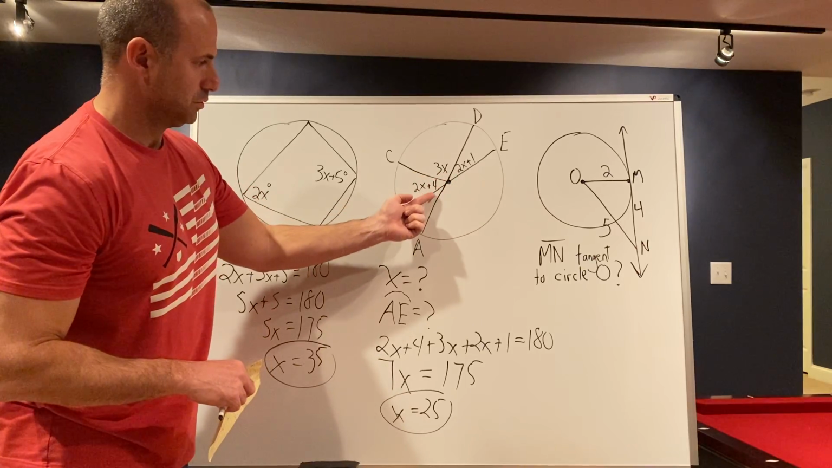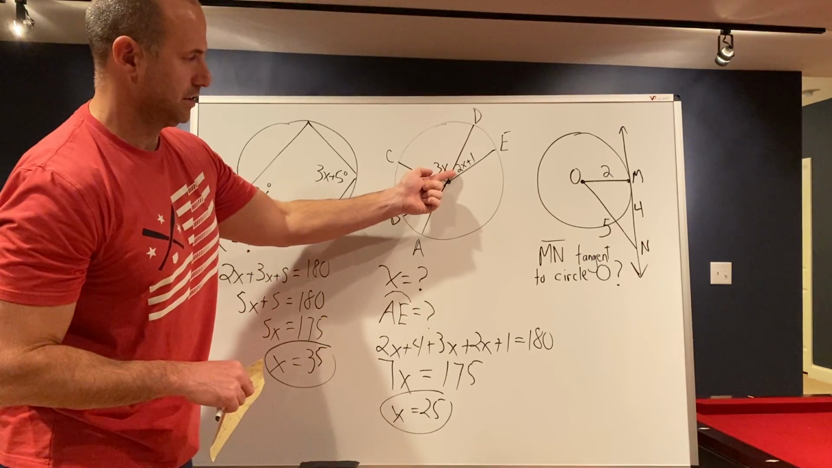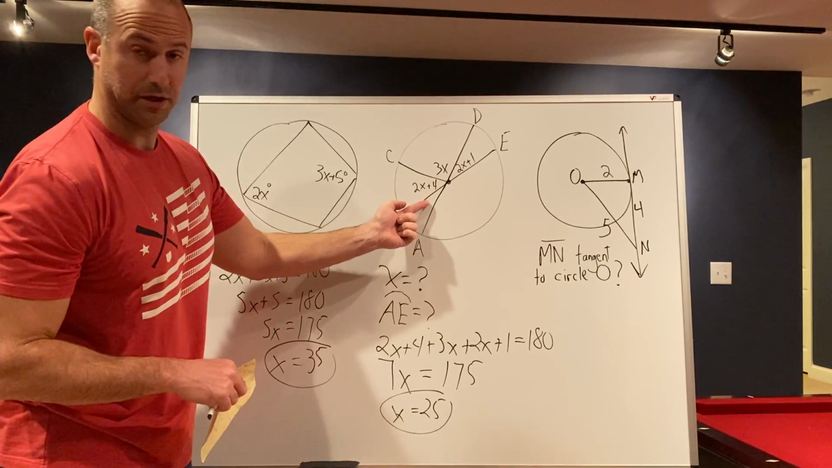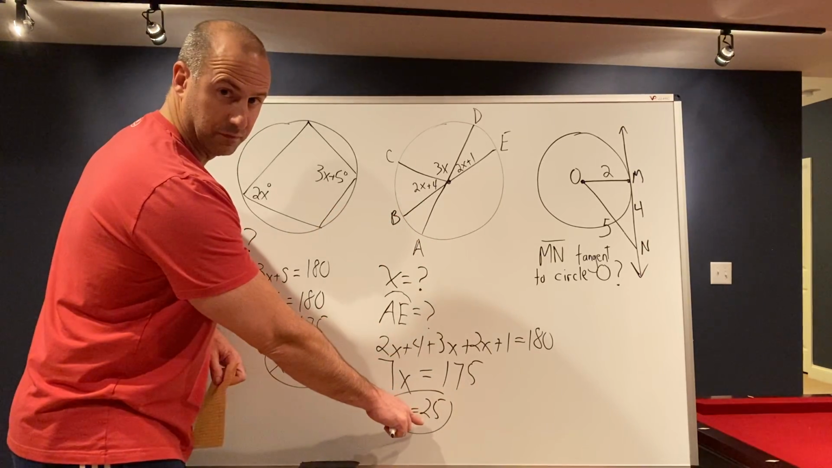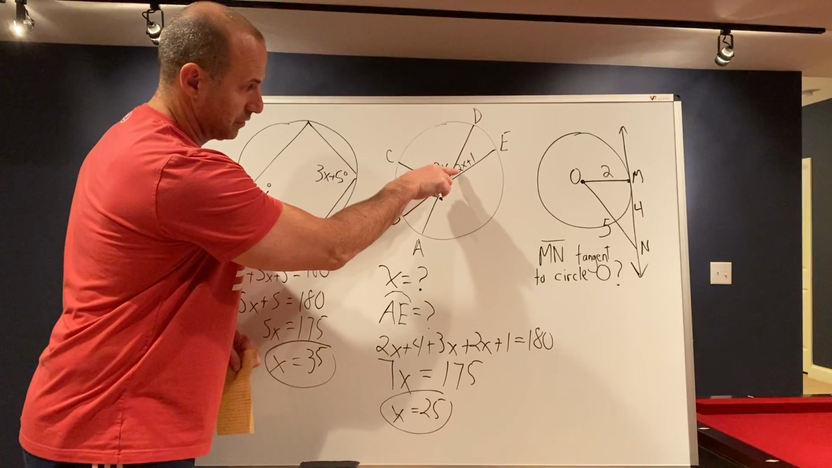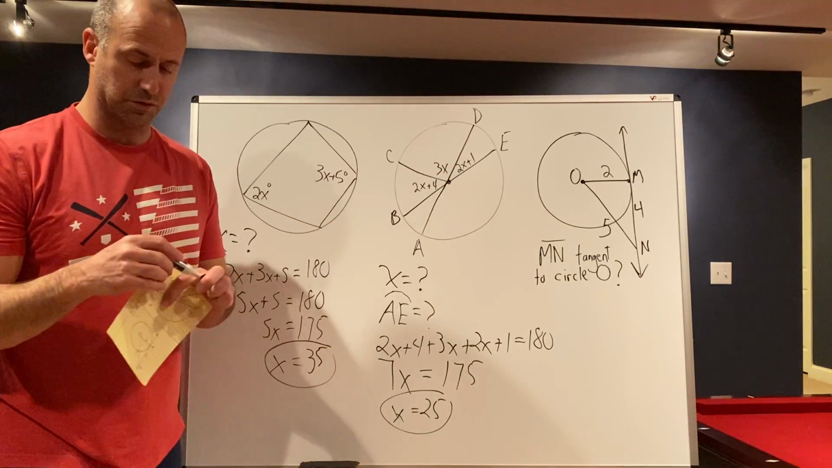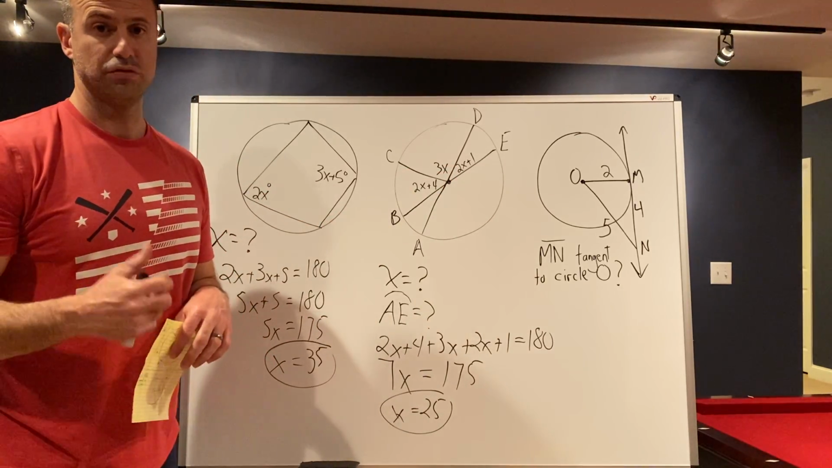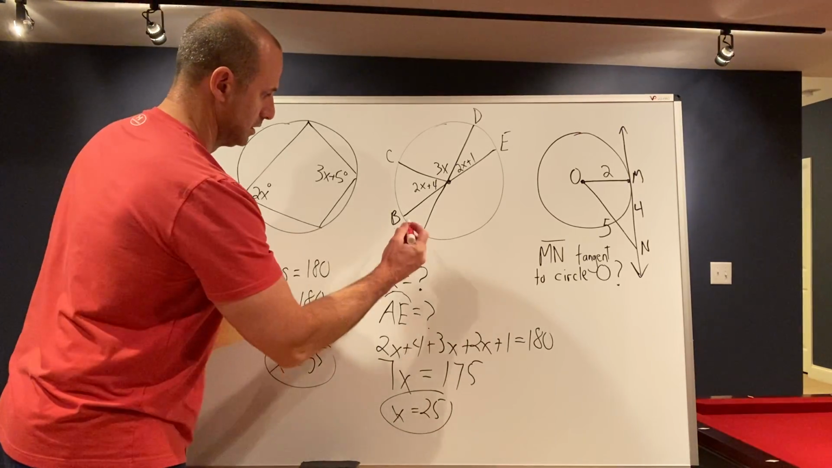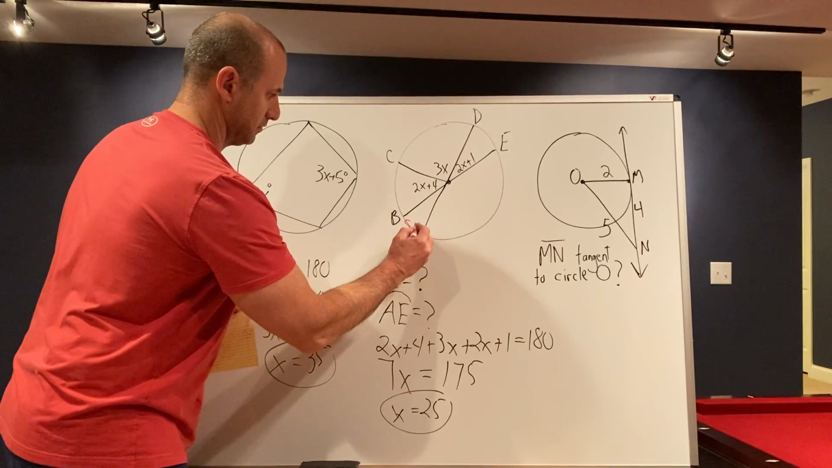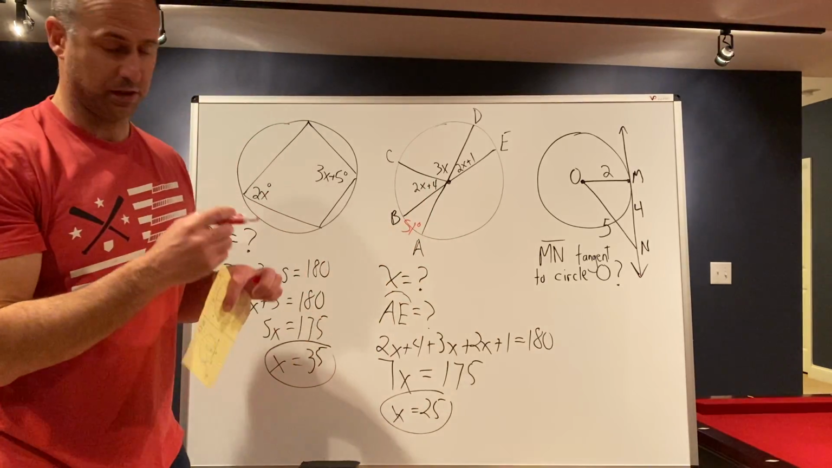The vertical angle to this one right here would be the one right here. That's BA, okay? If I take that 25 and I plug it in right up here, 25 times 2, of course, would be 50, plus the 1 is 51. So I know that this angle right here is 51 degrees. The angle right there is 51. The central angle is the same.